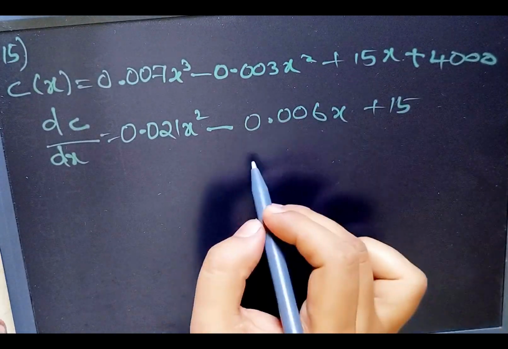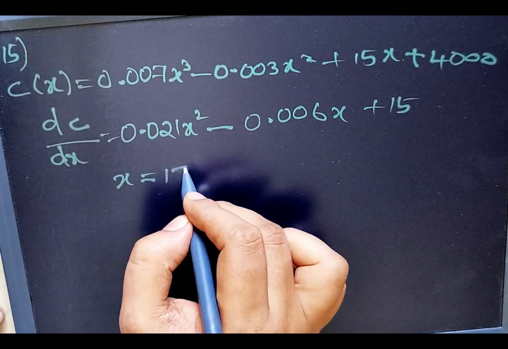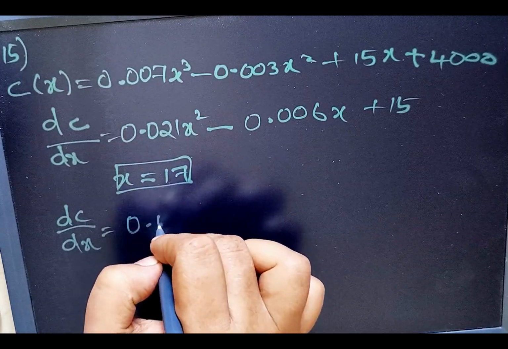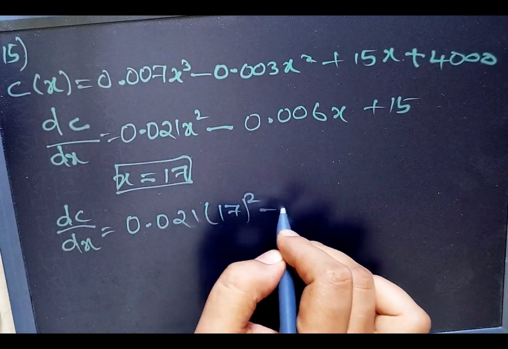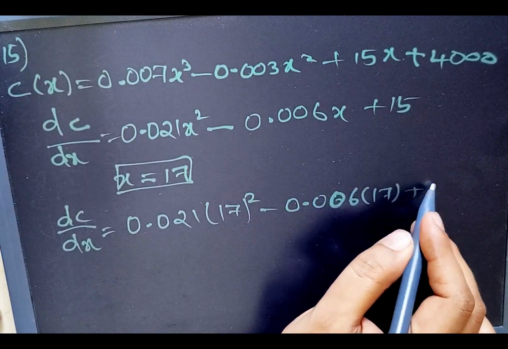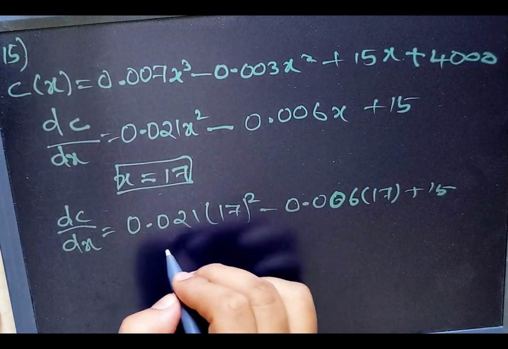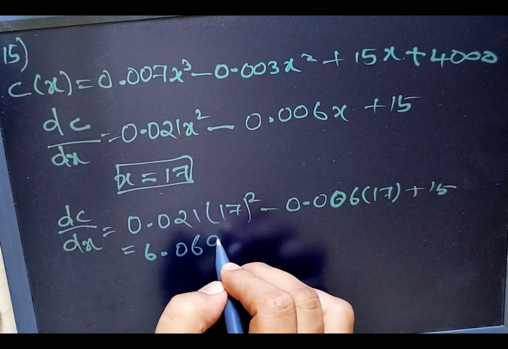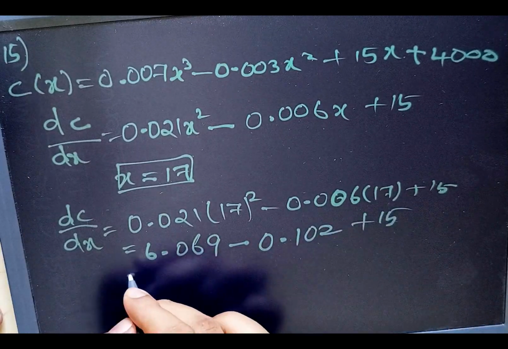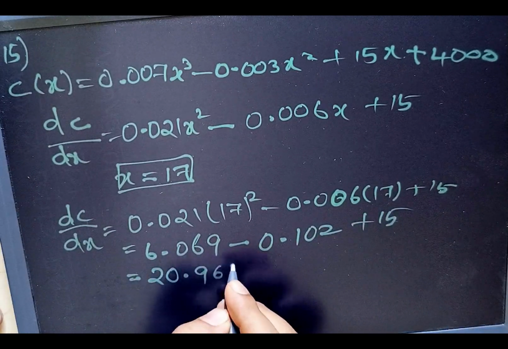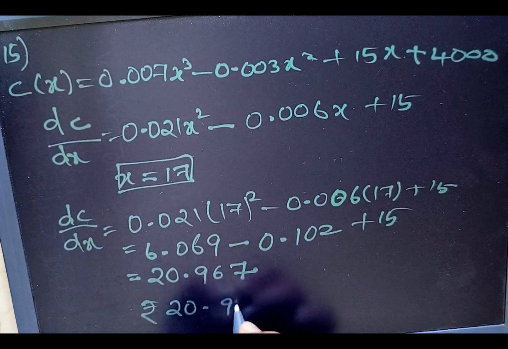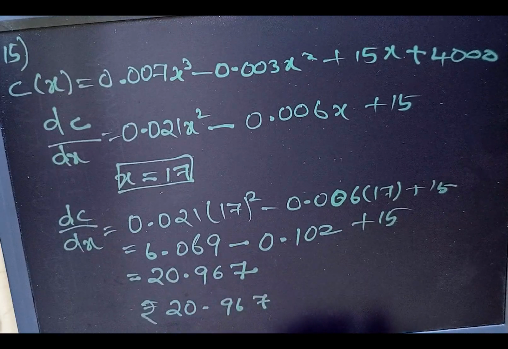The derivative of the constant will be 0. As x is equal to 17 units is given, we are going to substitute. So dC/dx is equal to 0.021 into 17² minus 0.006 into 17 plus 15. Simplifying this, we get 6.069 minus 0.102 plus 15. Adding and subtracting accordingly, we get 20.967. So the marginal cost is rupees 20.967 when 17 units are produced.